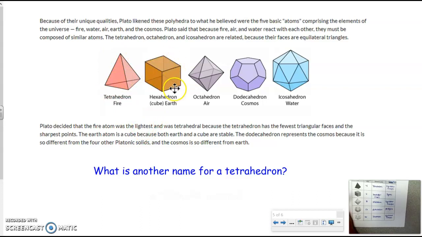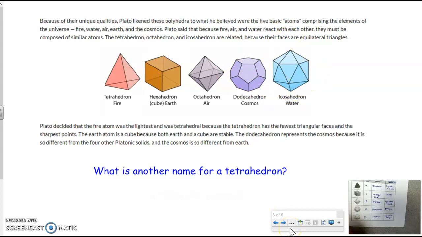All right, then you've got your cube, which is your hexahedron. They're made up of 6 squares. You have your octahedron, 8 triangular faces. You have your dodecahedron, 12 pentagonal faces. And then you have your icosahedron, which is 20 triangular faces.